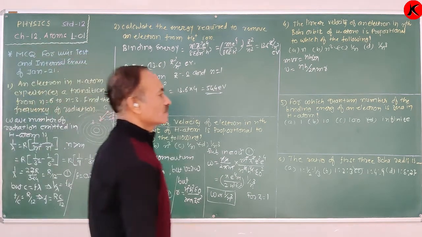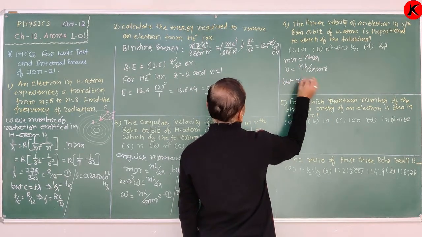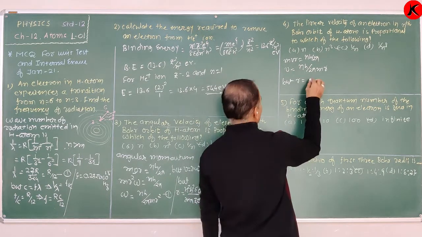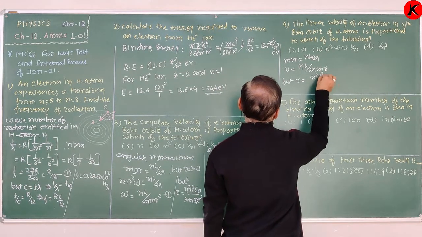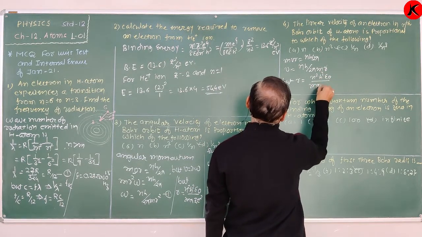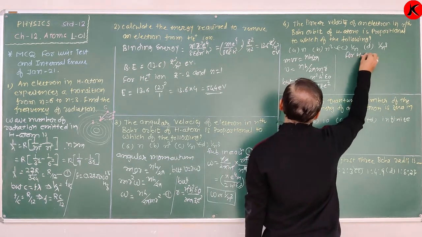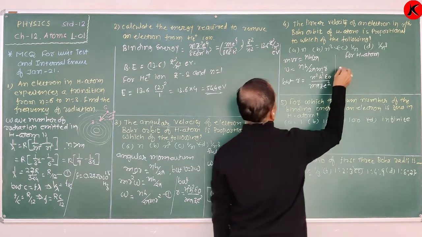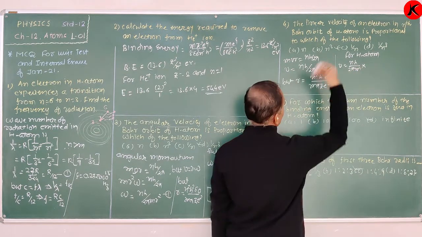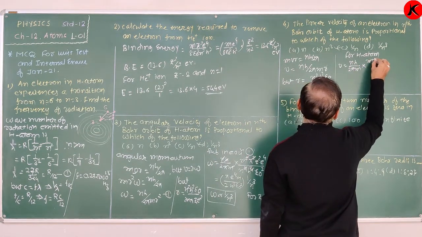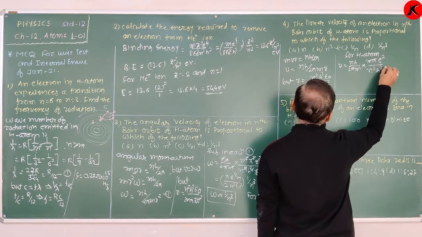So here we have to substitute the value of r, but r is equal to n square h square epsilon 0 upon m pi z square. For hydrogen atom, v is equal to nh upon 2 pi m into inversely multiply m pi z, with z equal to 1, square upon n square h square epsilon 0.